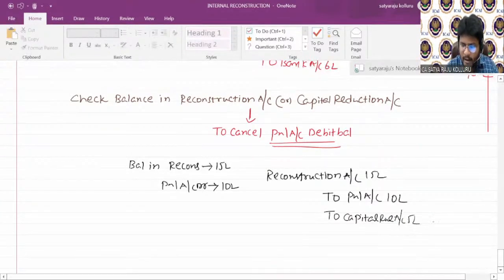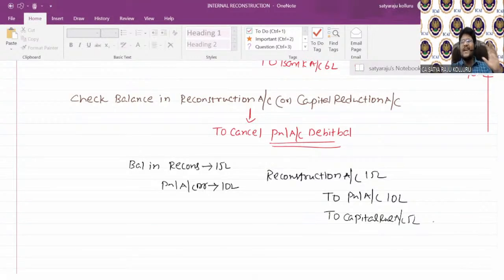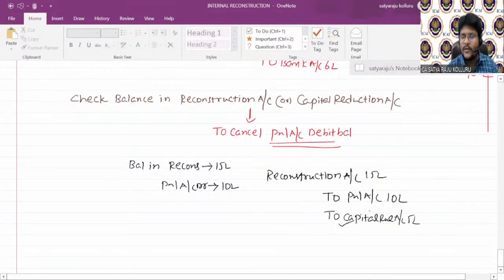account. You know why? Sir, the profit is not a revenue profit which is utilized for distribution of dividend. That profit arose during the process of internal reconstruction. That's why you can treat it as a capital profit and transfer it to the capital reserve account. That is okay, sir, fine.